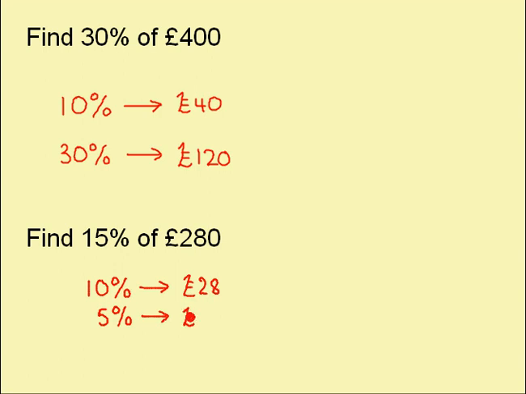That gives me £14. Now to get 15%, I want to add these two together. So I want to add these two results together as well. The answer I get is £42. So 15% of £280 is £42.